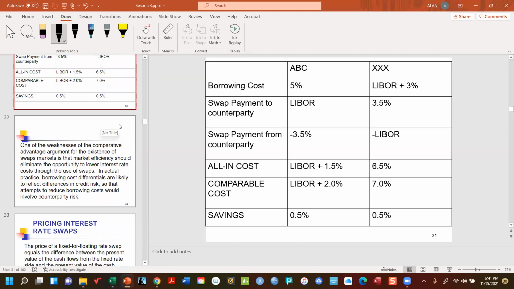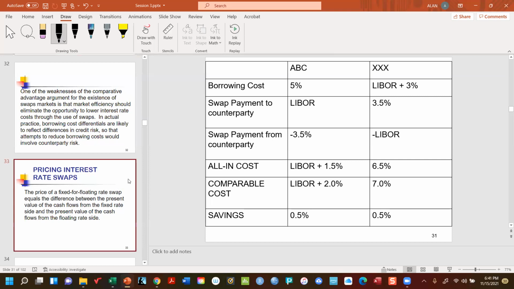Now, of course, in practice, you wouldn't really expect to see this happening, because it would indicate that there are noticeable inefficiencies in the market for loans denominated in LIBOR, but you never know what can happen. Okay, the markets are not perfectly efficient, so something like this could actually happen.